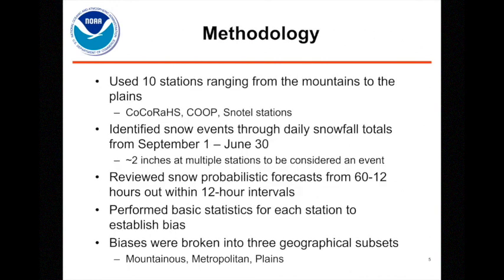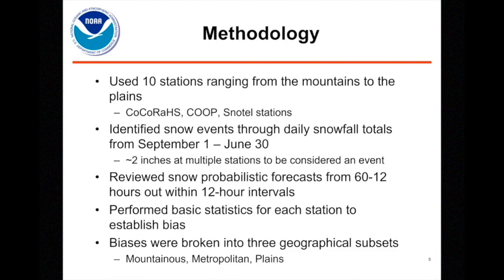So some methodology: I used 10 stations ranging from the mountains to the plains, using CoCoRaHS, COOP, and SNOTEL stations. I identified my snow events from September 1st to June 30th of 2019 to 2020, with 2 inches at multiple stations to be considered an event. From there, I looked at the snow probabilistic forecast from 60 to 20 hours out.